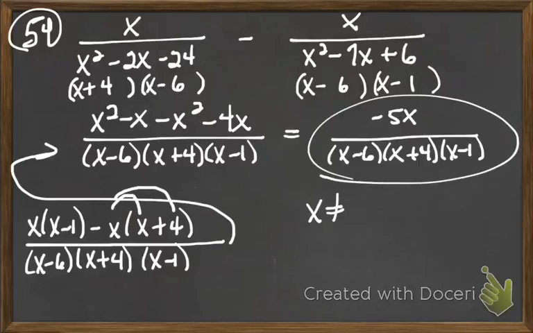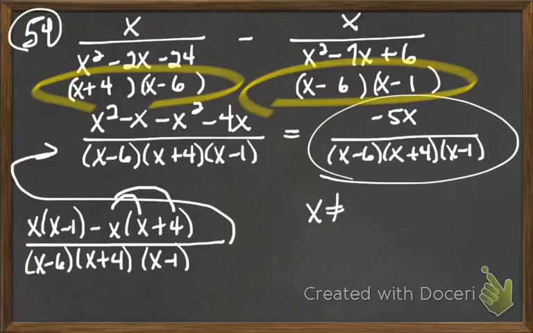And you just have to list me your excluded values, and there are how many? How many? How many excluded values? 3. What are they? Negative 4, 6, and 1. All right, we'll do one more adding and subtracting, but that's about as hard as it gets. Questions about 54?